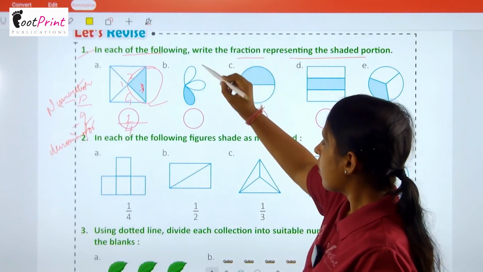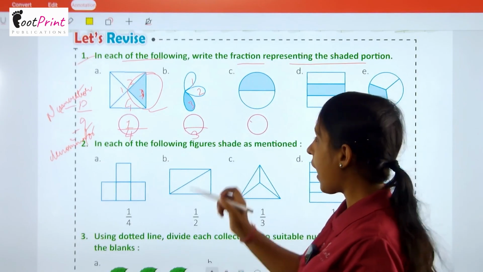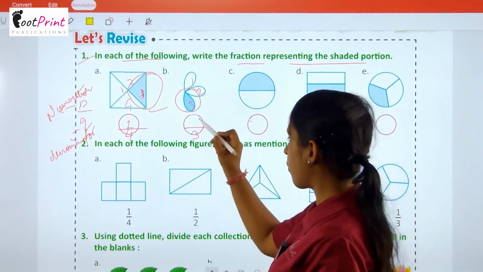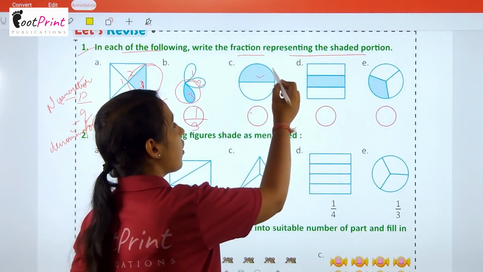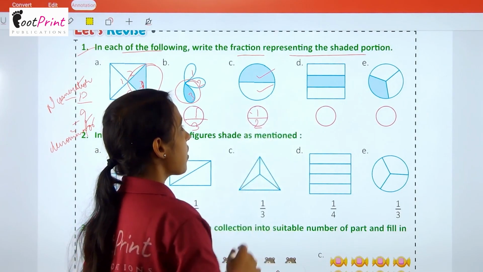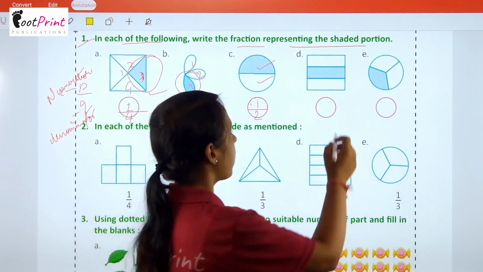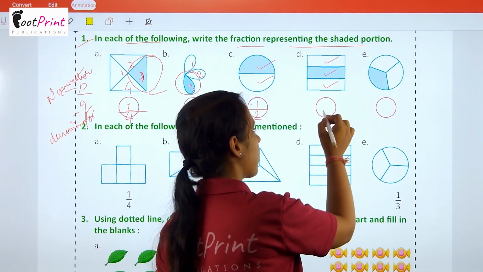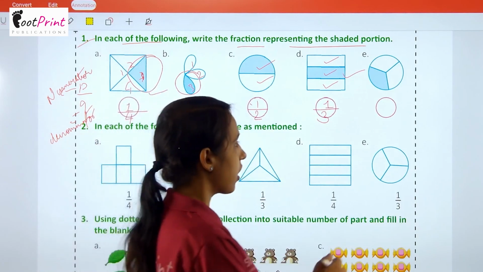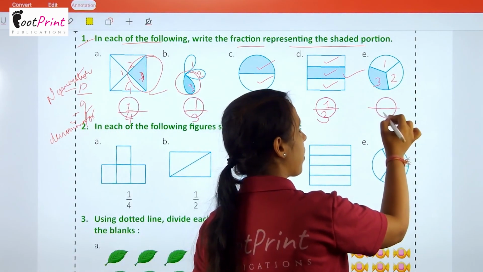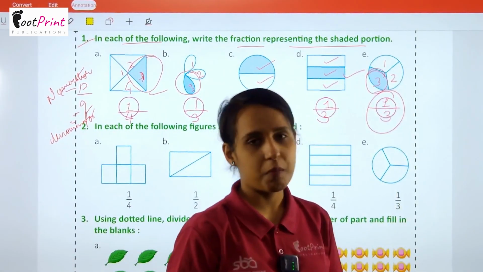Here total parts are 1, 2, 3. So we write 3 here, and the shaded portion is 1, so we will write 1. Our fraction will be 1/3. In that one there are two parts and one part is shaded, so it will become 1/2, or we can say half. Here 1, 2 and 3, 3 parts are given and 1 shaded part, so the fraction will become 1/3. Here also 3 parts are given and 1 part is shaded. Okay. So our fraction will become 1/3.